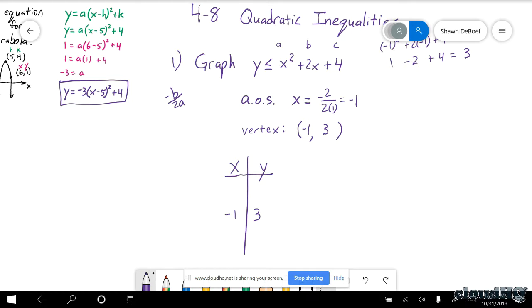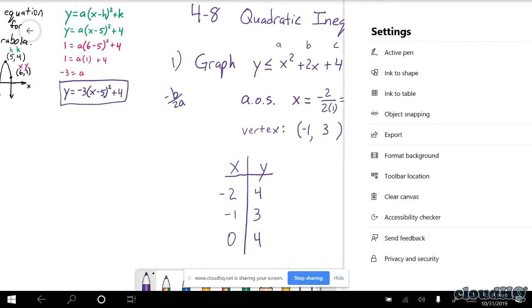So if I go 1 bigger than negative 1, I would have a 0. 1 less would be negative 2. I'm glad we're using a 0. It's easy to plug in 0. You plug in 0, the x squared goes away, the bx becomes a 0, you're left with just the c, which was 4. And that means negative 2 should give us the same answer, unless we made a mistake.